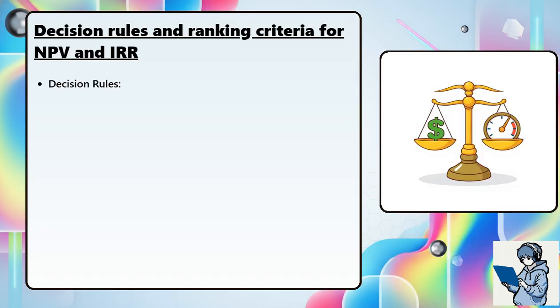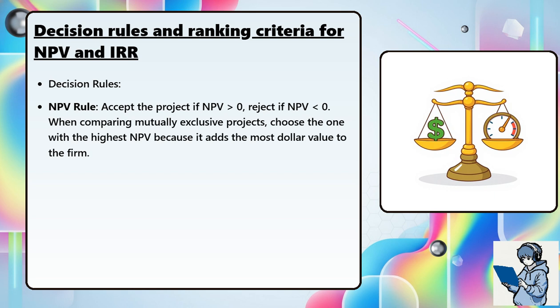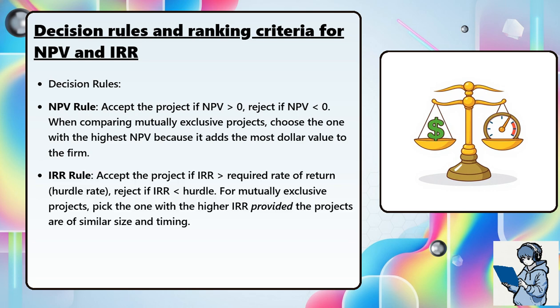Decision rules. NPV rule: accept the project if NPV is greater than 0, reject if NPV is less than 0. When comparing mutually exclusive projects, choose the one with the highest NPV because it adds the most dollar value to the firm. IRR rule: accept the project if IRR is greater than the required rate of return, the hurdle rate, reject if IRR is less than the hurdle. For mutually exclusive projects, pick the one with the higher IRR provided the projects are of similar size and timing.